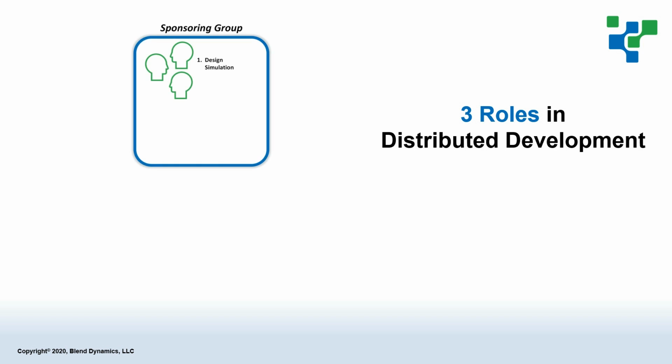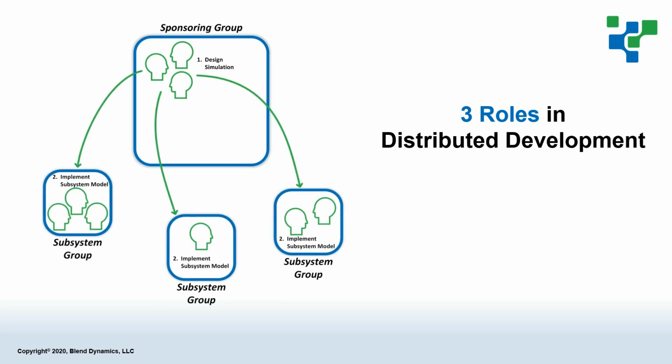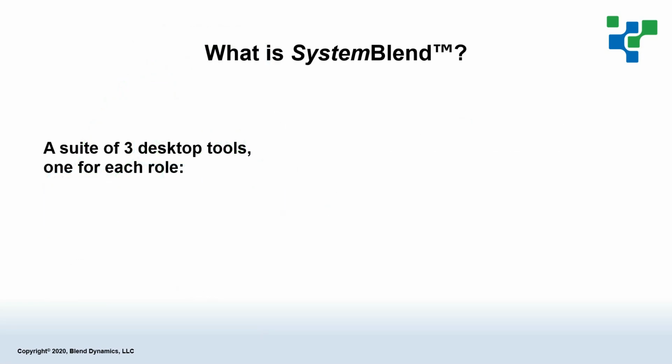First, the sponsoring group defines what components are present and specifies the interfaces between the components. Next, each of the groups that are assigned a subsystem to implement builds a component matching the specifications provided by the design group. Finally, the analysts in the sponsoring group receive the components, integrate them into a full simulation, and analyze the system performance. The SystemBlend tool suite comprises three desktop tools, one for each of the roles.